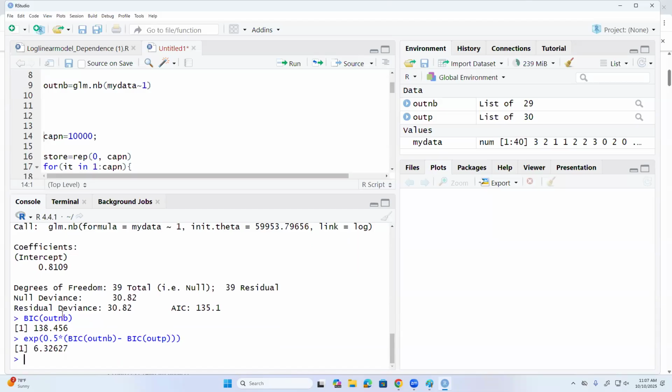And as I said, I'm keeping in the Bayes factor calculation Poisson model in the numerator, negative binomial in the denominator. So it is larger than 3. So it is still favoring the Poisson model over the negative binomial model. And this is an approximation of the actual Bayes factor because these are not real marginal likelihoods. Marginal likelihoods are approximated.